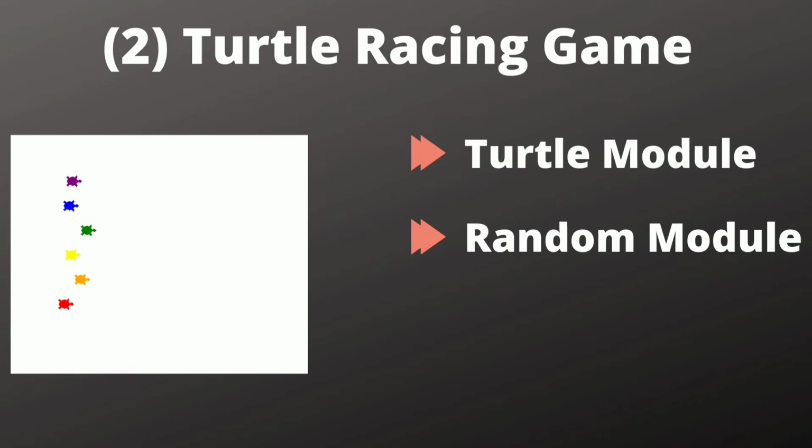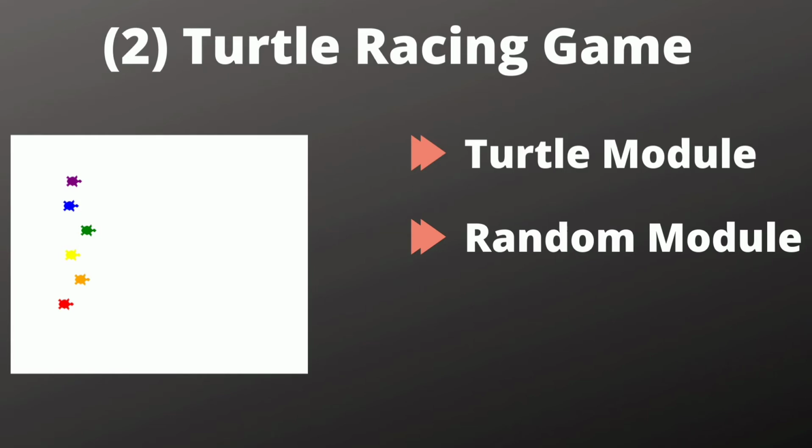Okay, so now the second project that you can build is a turtle racing game, and in order to build this game you need to learn about two things. One is the turtle module and second is the random module to generate random turtles. Now the turtle module is basically used for creating turtle games, and the random module is used for generating random values.